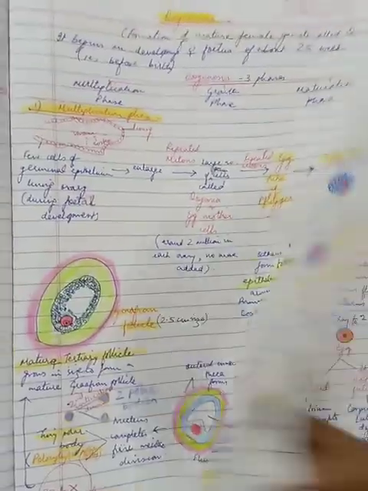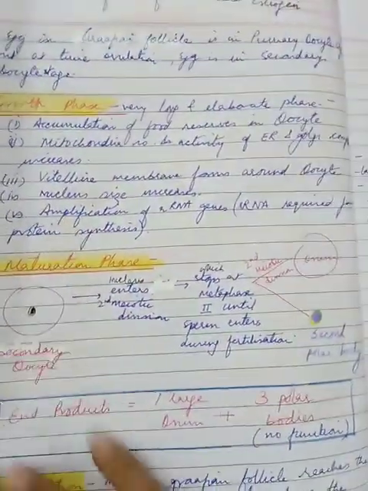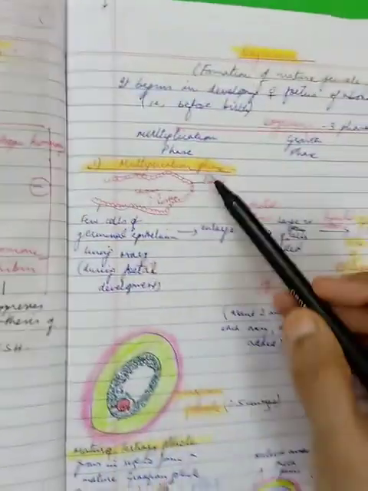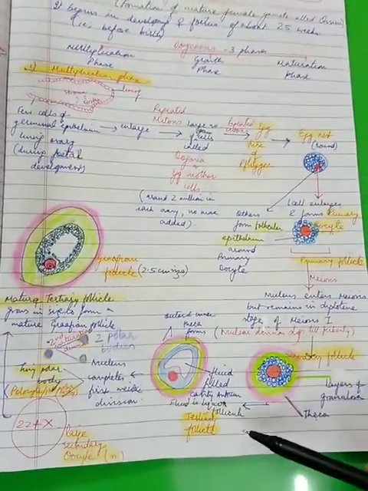So this is all about the portion just now. Now we enter the growth phase. The first phase is over. All this you studied under multiplication phase, children. So this is all over.